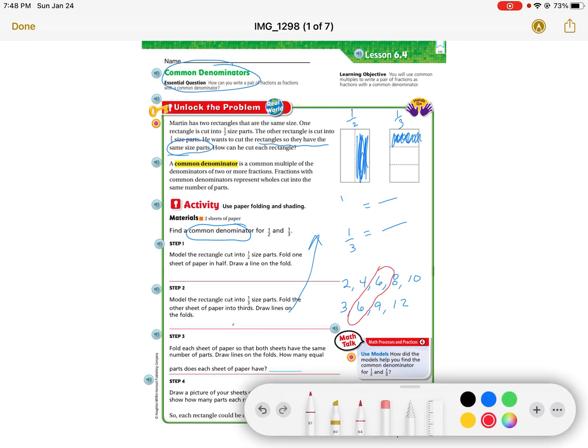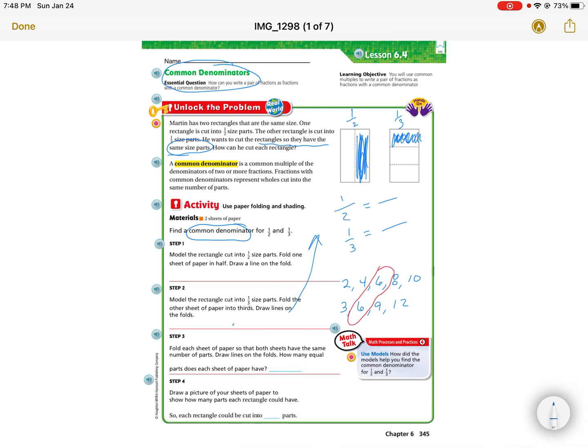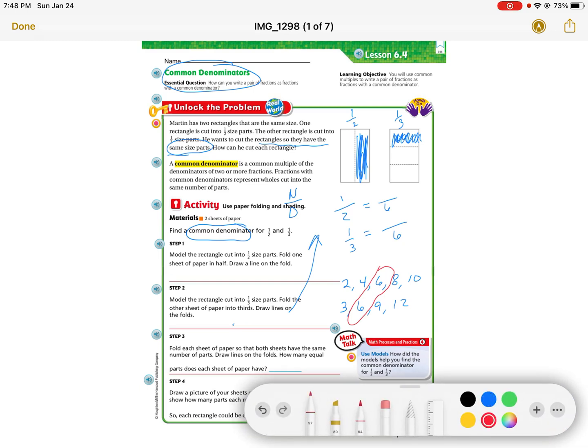Okay, let me go back and fix this. So what I have here is, if I cut or fold these rectangles so that they each have 6 pieces, that's that common denominator. I put it in the denominator spot. Denominator is the bottom. Now I'm going to cut this so that I have 6 pieces for each of the rectangles.